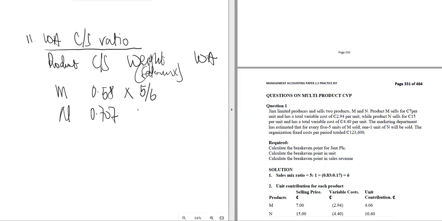Okay, so what we do here is that we just multiply by the sales mix. This is 5/6. This is 1/6. Okay, then once we do this, what we need is that we need to multiply. So 0.58 by 5/6.